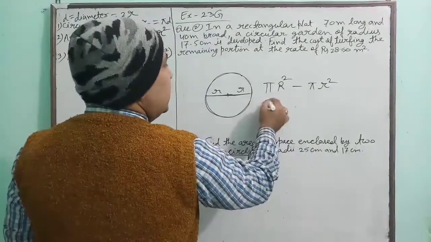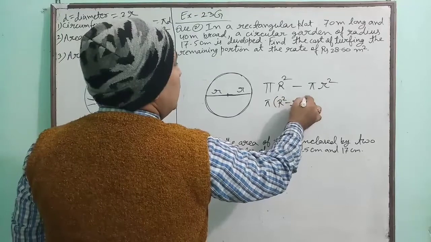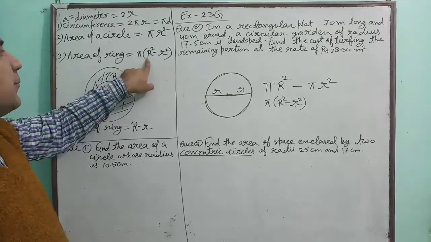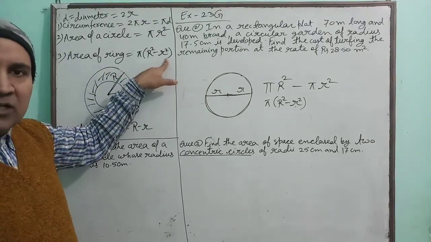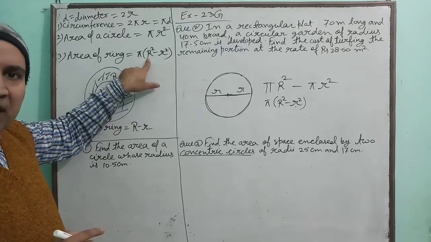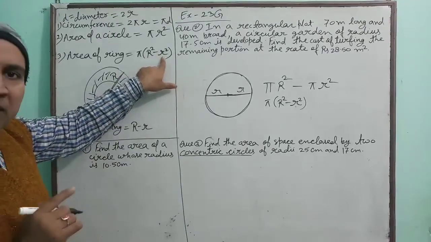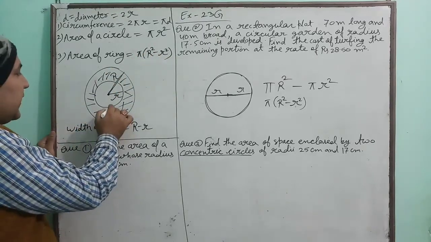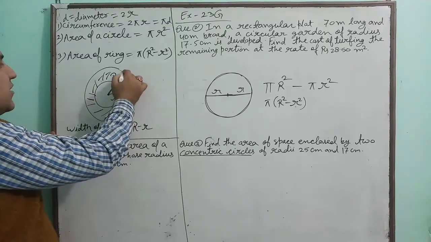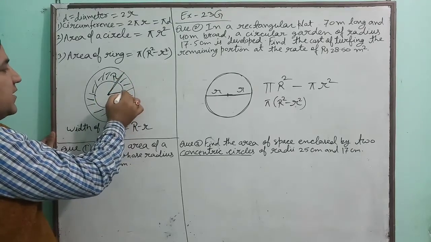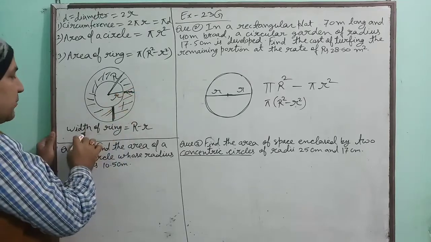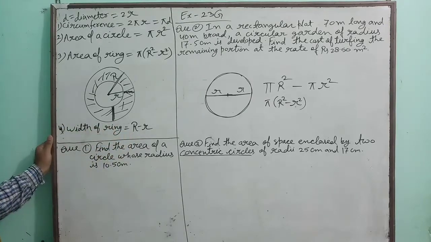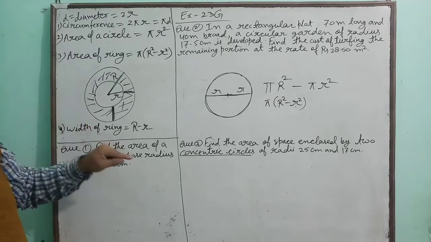Children, here you can see that pi is common in both. Then we will get pi into R square minus r square. So area of ring formula is pi into capital R square minus small r square, where capital R is the radius of large circle, small r is the radius of small circle. Okay, and what will be the width of the ring? See here, from larger radius, if we subtract the smaller radius, then we will get this portion. That means width of ring will be larger radius minus smaller radius. So these are the formulae which we will use in this exercise.